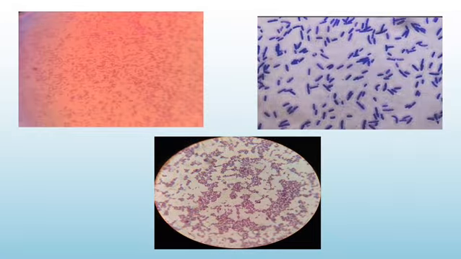So these are some of the images that are observed under your microscope upon your gram staining. The first image shows your gram negative bacilli, the second image shows your gram positive bacilli, and the third image at the bottom shows your gram positive bacteria, specifically your cocci in clusters, that is your staphylococcus.